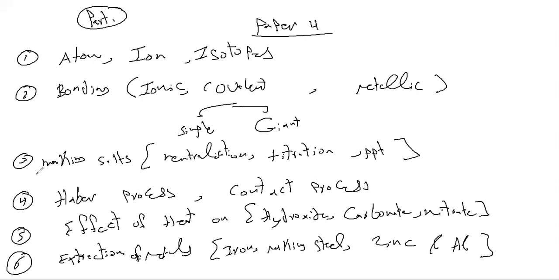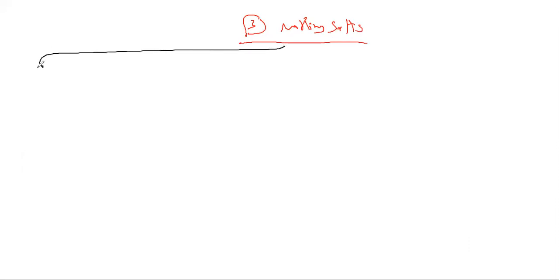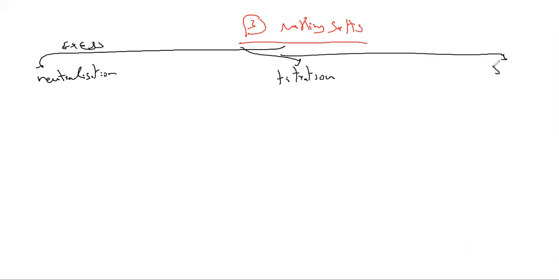After that, number 3, making salts. For making salts, we have 3 methods. Number 1, neutralization or excess method. Number 2, titration. Number 3, precipitation.